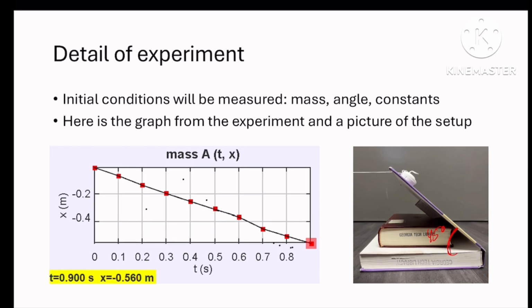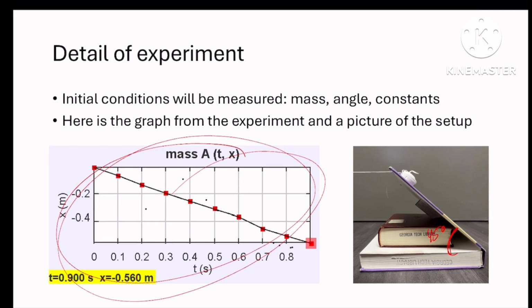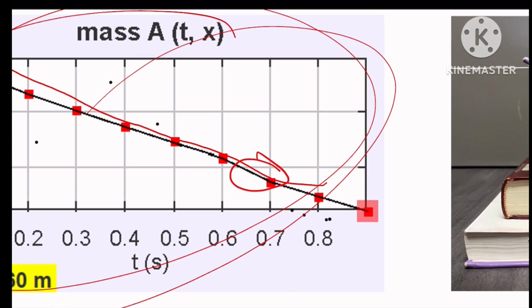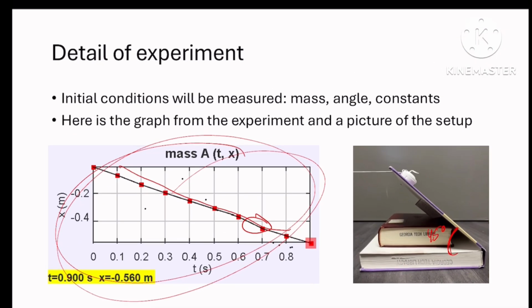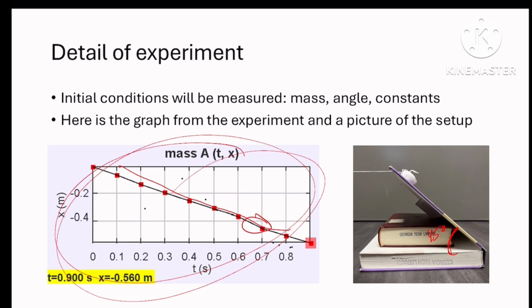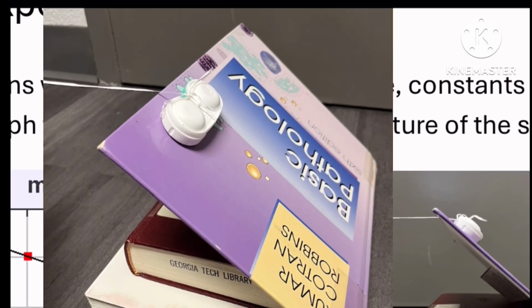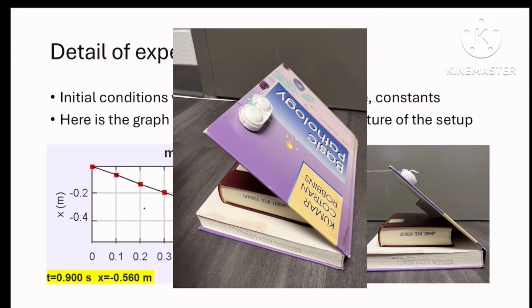And here's the graph from the experiment that we were able to get. It's almost constant. As you can see, there's a slight curve right here and just bumps all over, mostly because, like I said before, it is not frictionless, but we will have to assume that it is frictionless. And then here's just another close-up of the experiment.